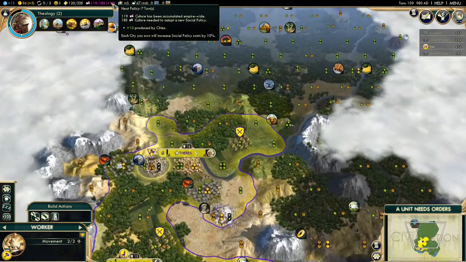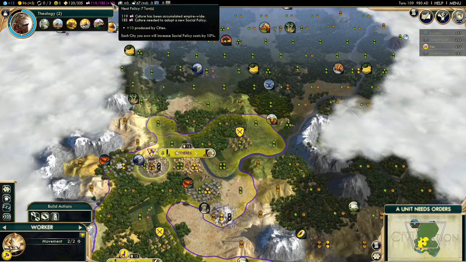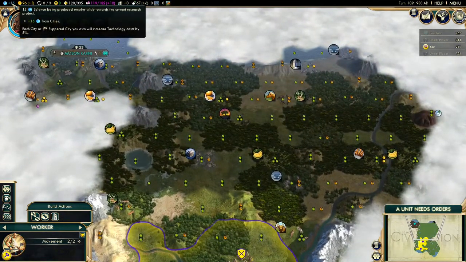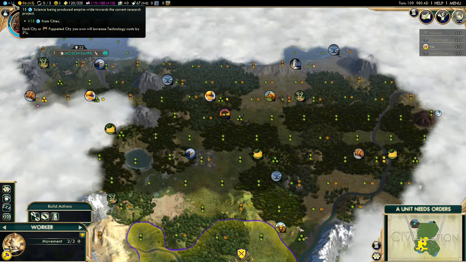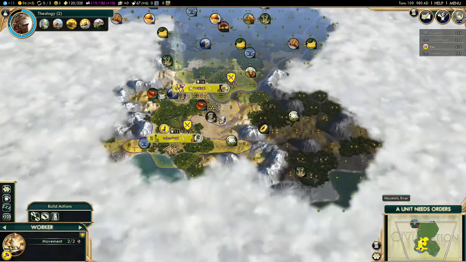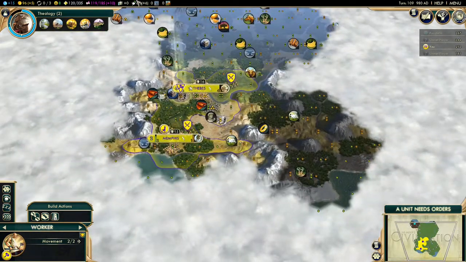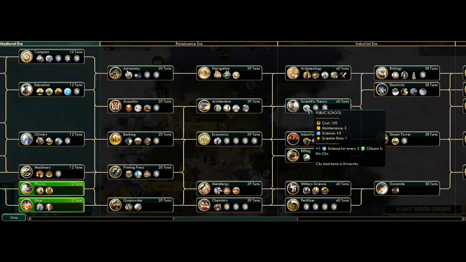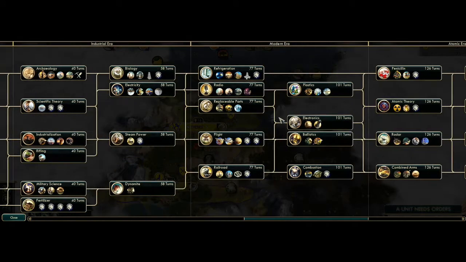It's like culture. You get a penalty for culture for every city you own. Same thing with science. Each city or populated city you own will increase technology costs by 5%. So this is why you don't want to have too many cities, but you want to have tall cities if you're going science. And if we go look at the other buildings, we have public schools. Again, 1 plus science for every 2 citizens in the city. Again, another bonus for citizens. Population, food, again.